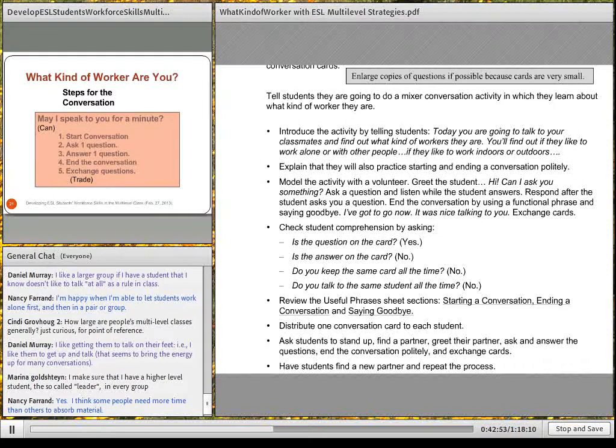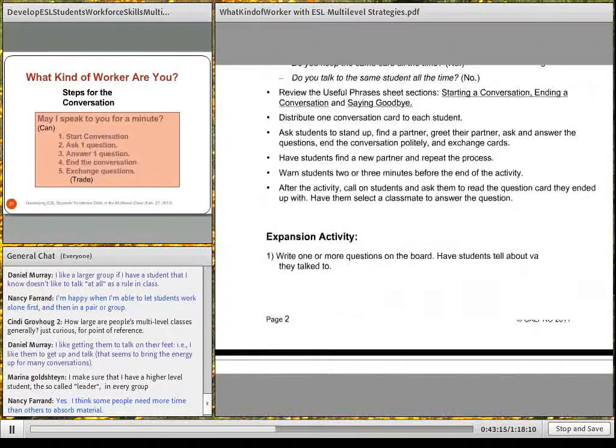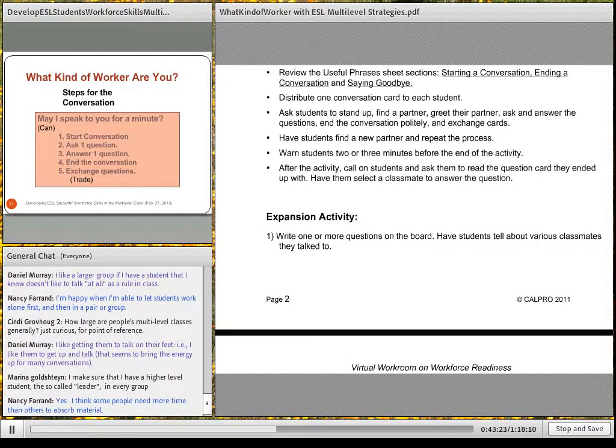Is the question on the card? Yes. Is the answer on the card? No. You have to give your own answer. Do you keep the same card during this activity? No. As it says over on the steps for the conversation, they're going to trade cards. Okay? Do you talk to the same student all the time? No. All right. And then you read. Here it's mentioning about reviewing the sheets again, asking students to stand up, find a partner, greet their partner. I had a bell that I rang when it seemed that everybody had pretty much answered their questions. I rang the bell, and then they knew they had to move to another partner.